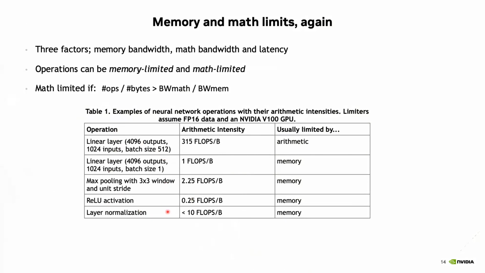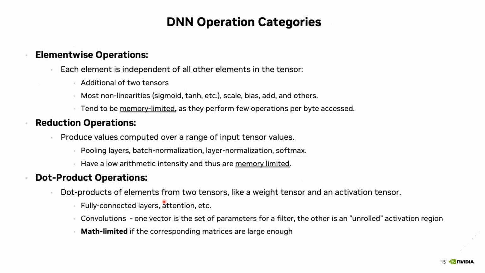For example, the main difference between the first and second one is that I just changed the batch size, and my operation can go from math limited to memory limited, which is not good. And for some other operations, I have a summary on the next slide. So we can roughly divide operations in deep neural networks into 3 categories.